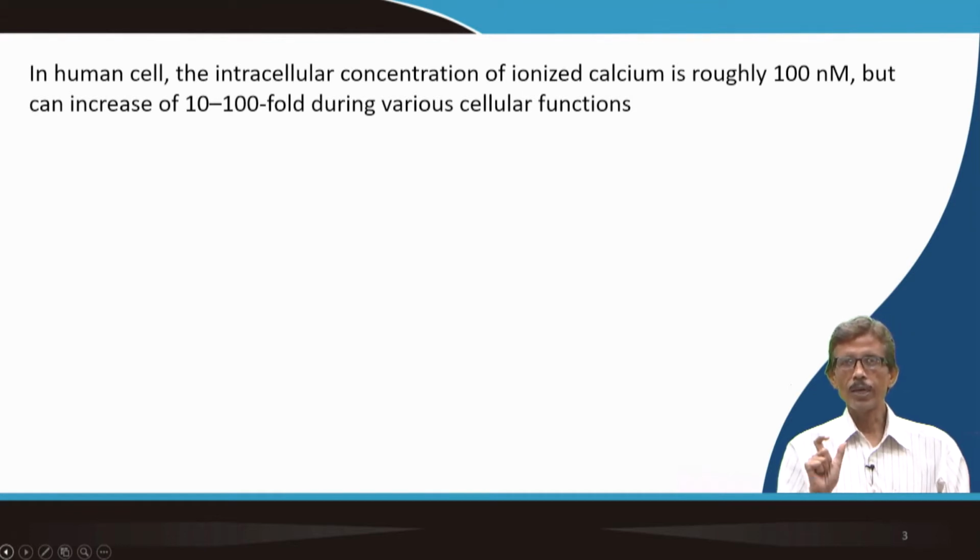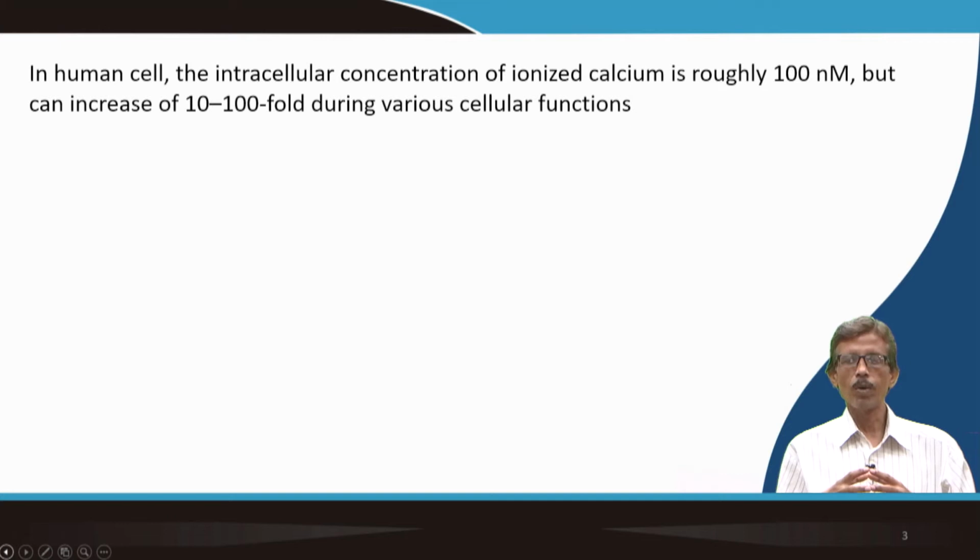If you have a highly concentrated supersaturated solution, then further evaporation at that point can give crystals. So this variation in concentration, which is supersaturated and which is not, we can find, and there can be an increase of 10 to 100 fold for the various cellular functions.